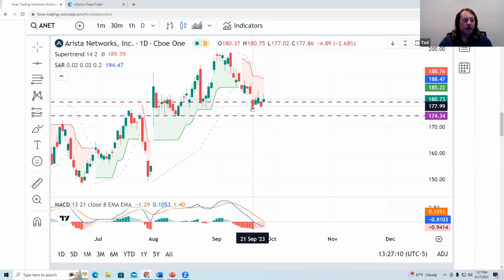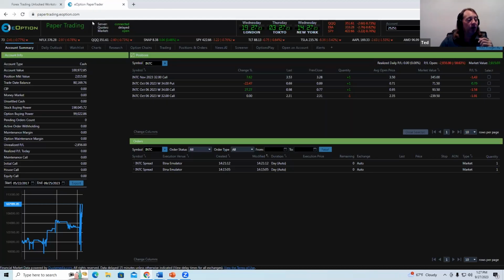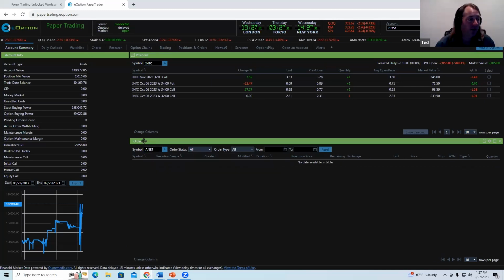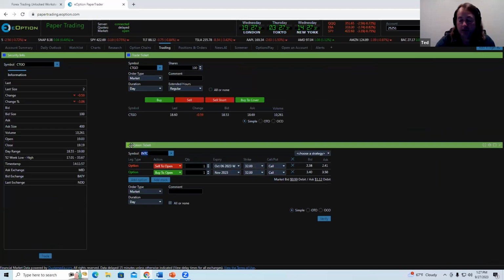Let's see, what's the low here, 177. So if we buy a call, we want to be in the money. So we want to be right at the low or right below the low. So let's see if we can get a 177 for the stock. So for ANET, we've got to go to trading, ANET, there we go.